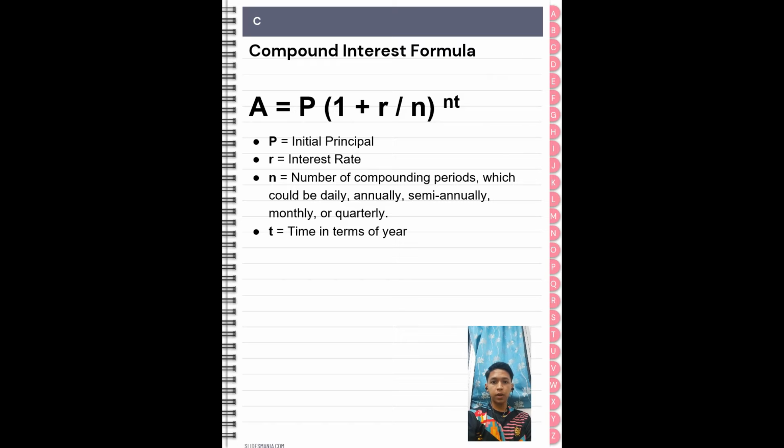So the next part is the compound interest formula. I will guide all of you one by one. How does it work? So A is equal to P times 1 plus R divided by N, raised to N times T. P is the initial principal, R is the interest rate, N is the number of compounding periods, which could be daily, annually, semi-annually, monthly or quarterly. Last is T, time in terms of years.